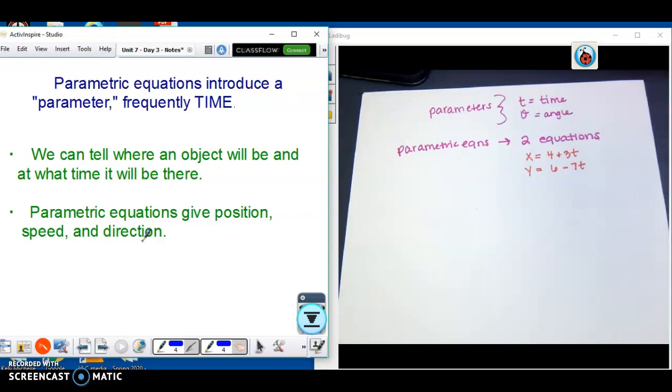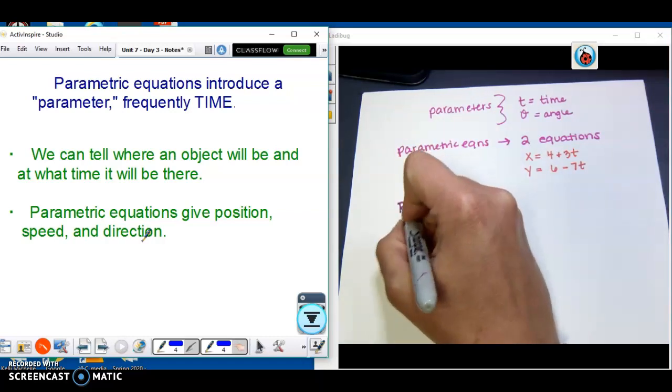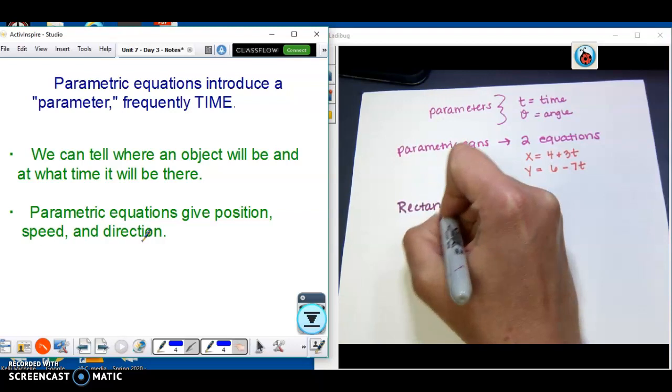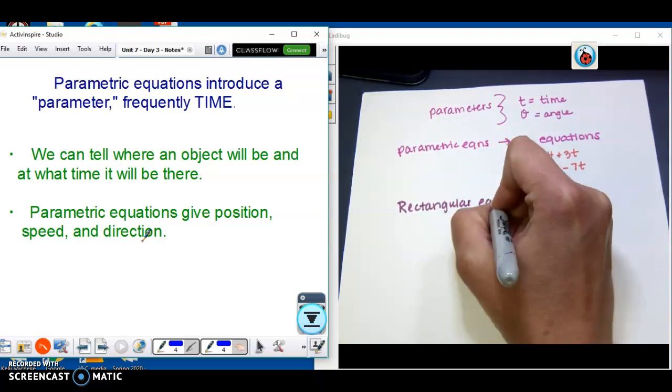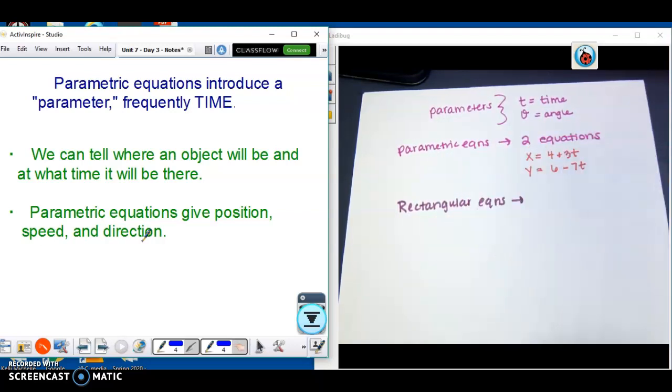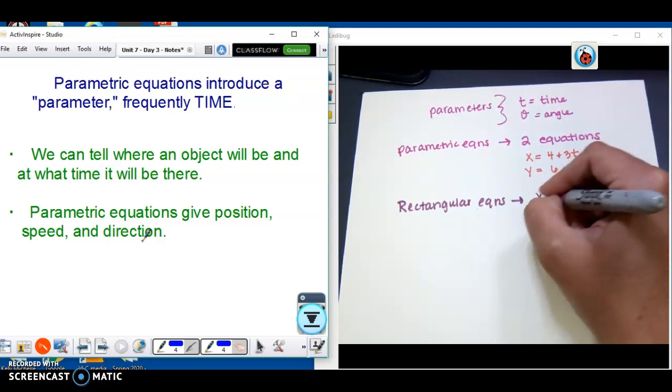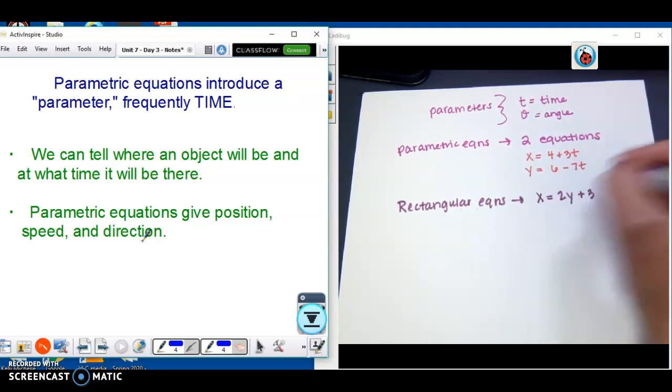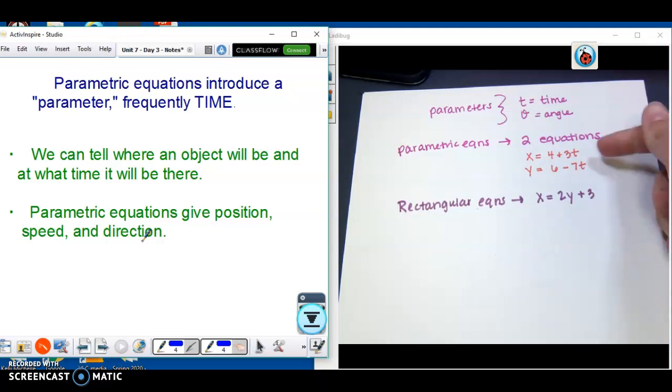The type of equations that you're used to looking at are called rectangular equations. A typical rectangular equation is just like x equals 2y plus 3. So you have one equation, with just x and y all in one equation, and that parameter t is taken away. With parametric equations, we have two different equations. They involve an extra variable, t, theta, or some other variable. Rectangular equations are just the equations that you're used to, with just your x and your y.